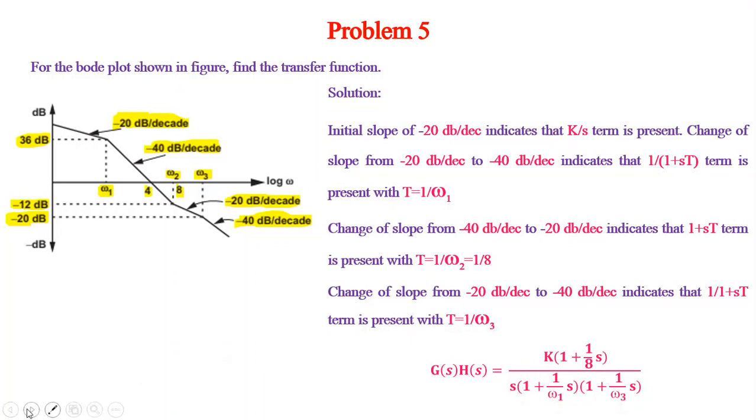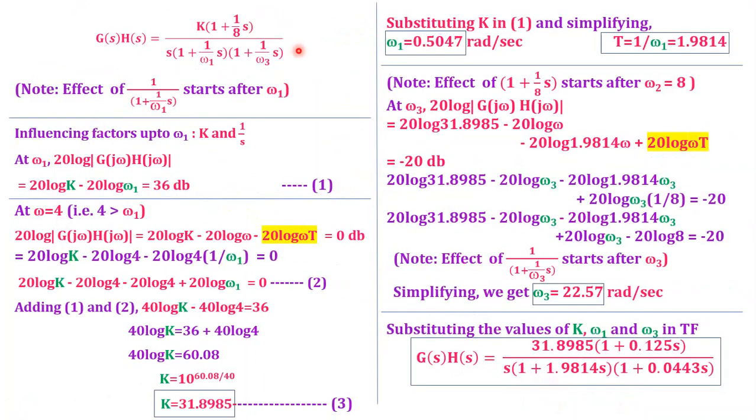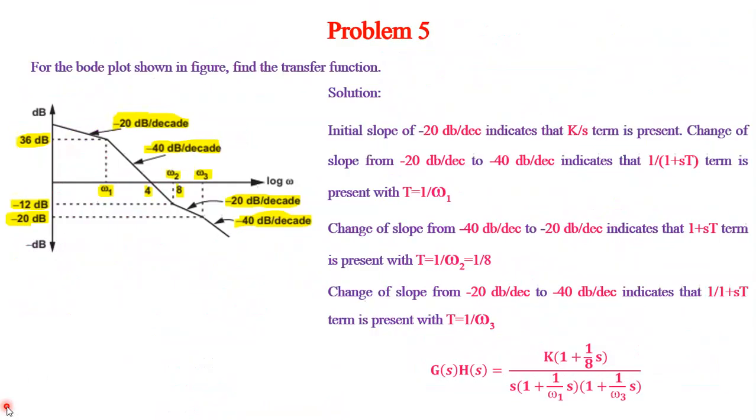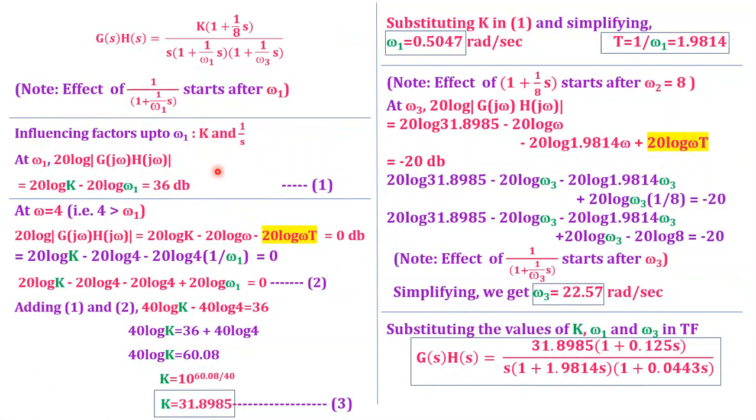You will see how. The same thing has been reproduced again. For the benefit of the learners, I have said that the effect of 1 by 1 plus st starts only after omega 1. Only after the corner frequency is it going to play its role; till then it is going to be 0. Therefore, up to omega 1, the influencing factors are k and 1 by s only. These two terms alone play a role.